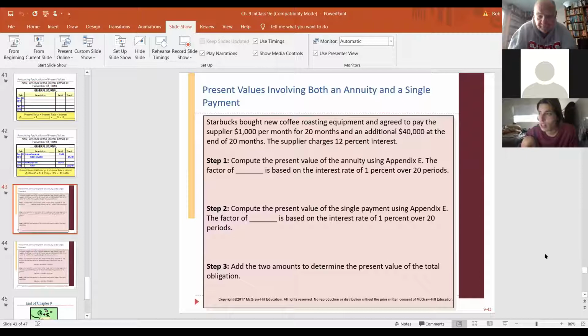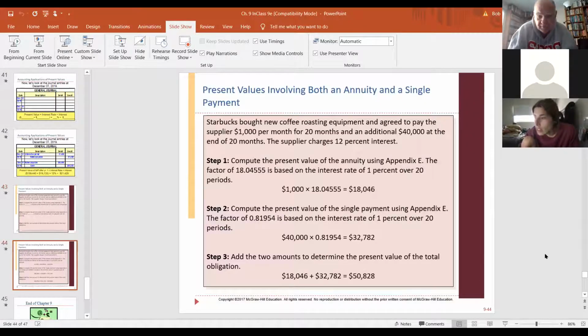Okay. And if you do, well, they took the wind out of my sails by giving us all the answers. But if you have 1% on your present value table, you'll see that comes to 18,046. So that means we need $18,046 today in order to pay $1,000 a month for the next 20 months.